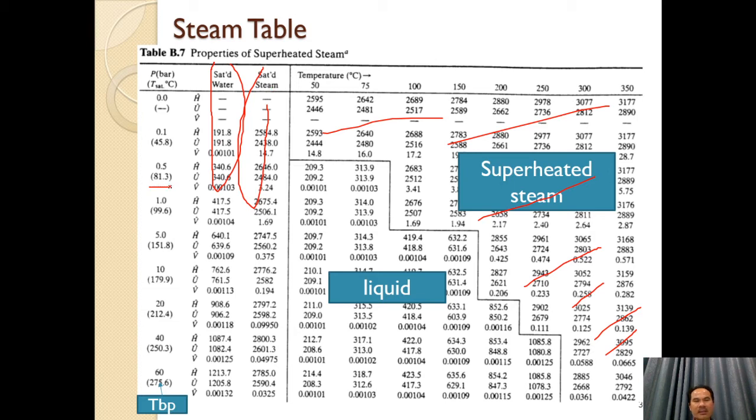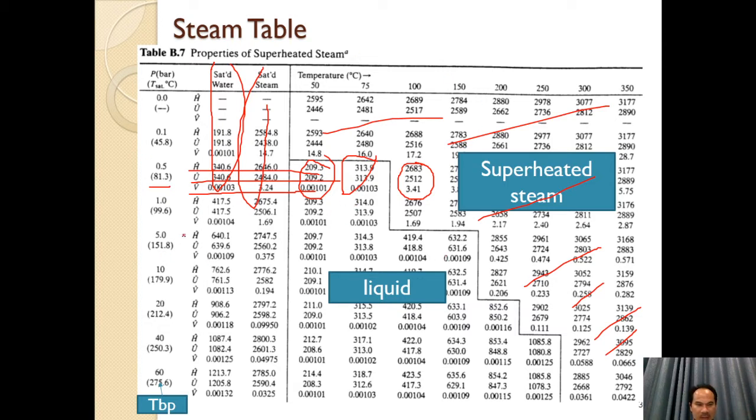Saturated water and saturated steam is at 81.3 degrees Celsius. And you can also calculate the properties of enthalpy, internal energy, and specific volume at 50, at 75, and at 100. At 100, it is superheated. This is the superheated state at 100 degrees Celsius, 0.5 bar. The temperature in the bracket is not the boiling point, it's the dew point, because the system is only vapor phase.